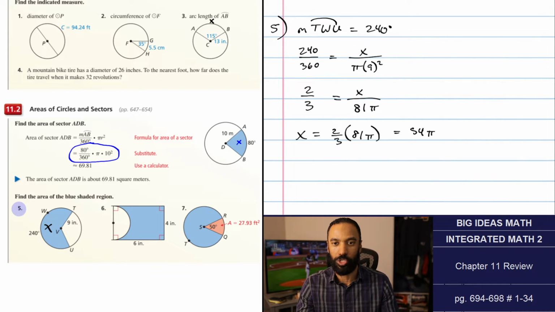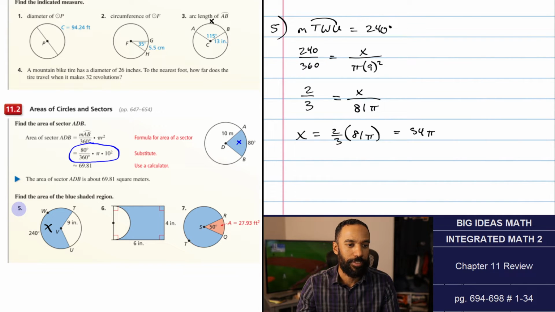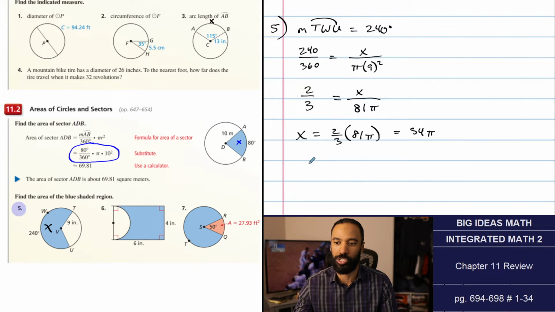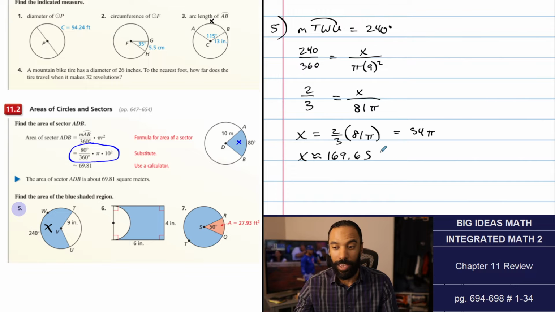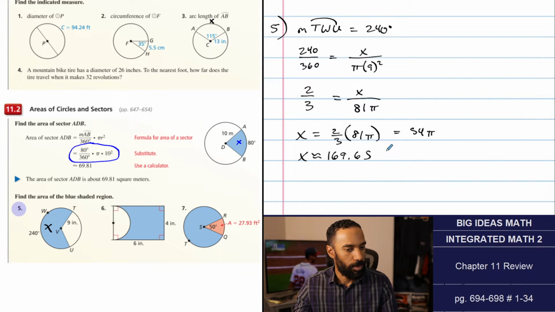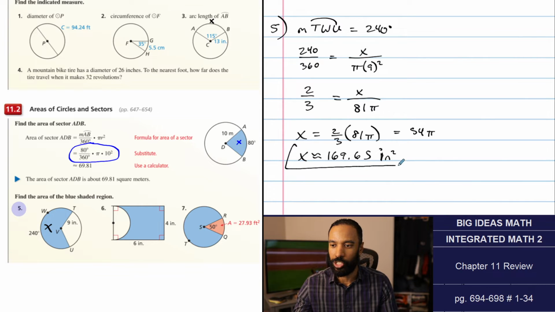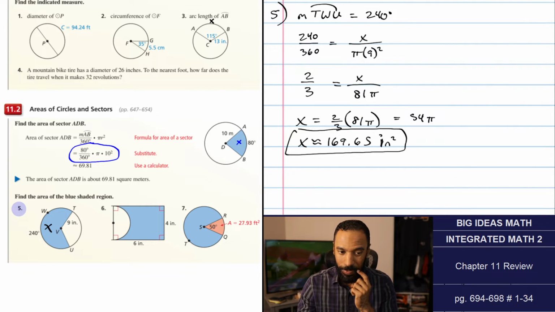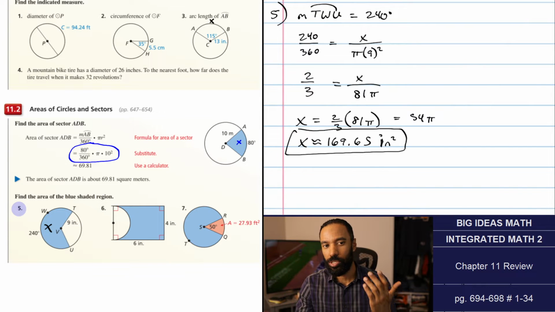As rounded to the nearest whatever when you multiply by pi, I don't know, 170 something? 54 pi is 169.646. So 169.65. This is in, what was it, in inches? Square inches. This is a square inch unit value for number 5. All right. Number 6. 6 looks a little bit different.